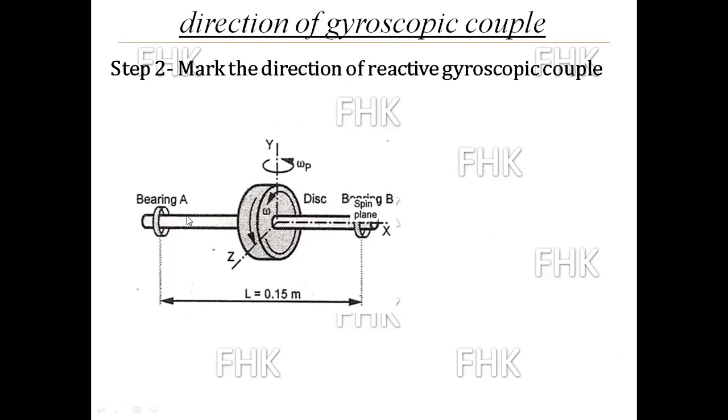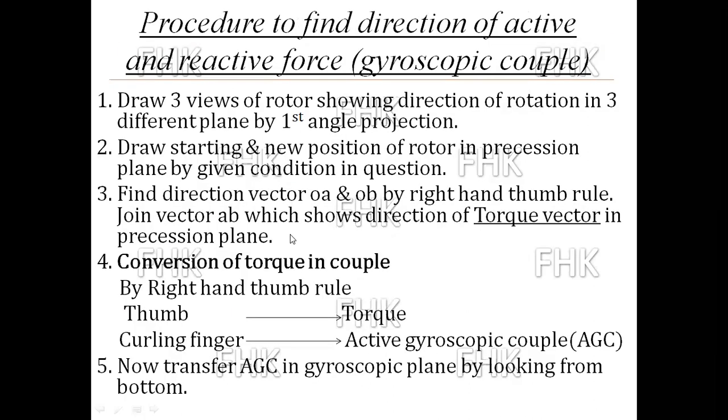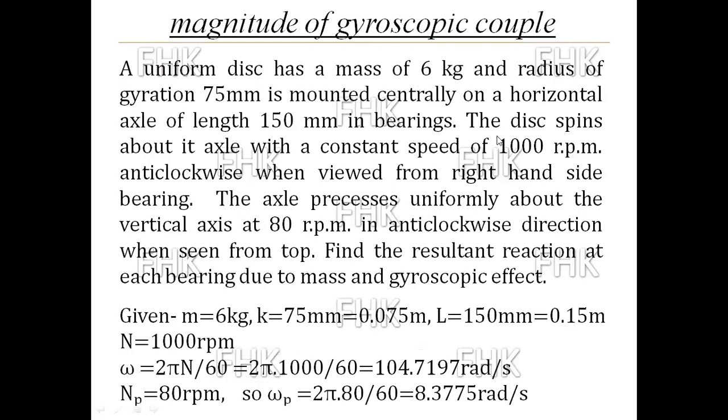So this is the figure. Two bearings are given which are 150 mm apart from each other, which is given in the problem statement. Converting that into meters, 150 mm is 0.15 meter. So the length between the two bearings is 0.15 meter.